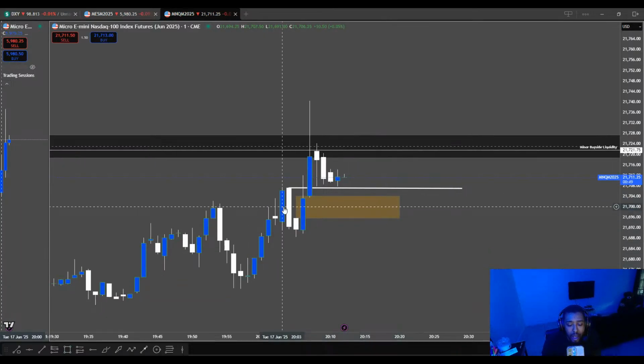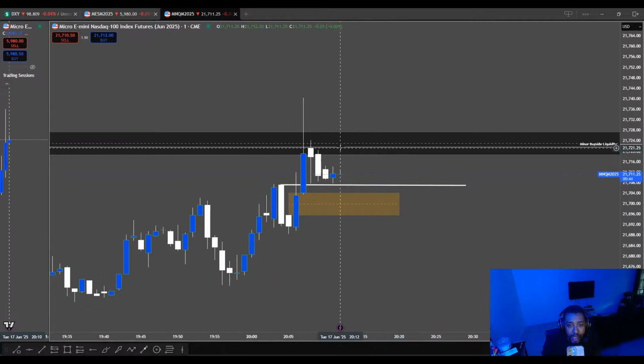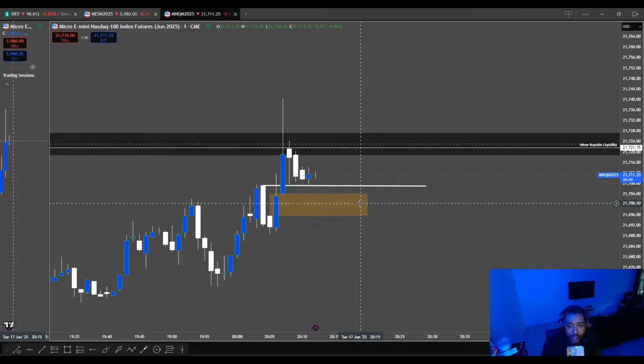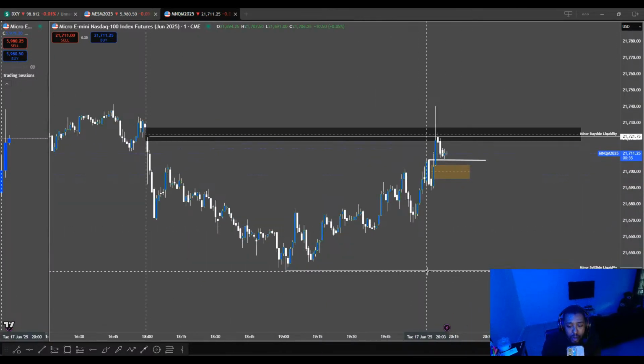Because why? We had a lack of displacement. We rejected at this level. If you get a nice displacement lower, right, you want to wait for the change in state of delivery and this inverse fair value gap, targeting down here.